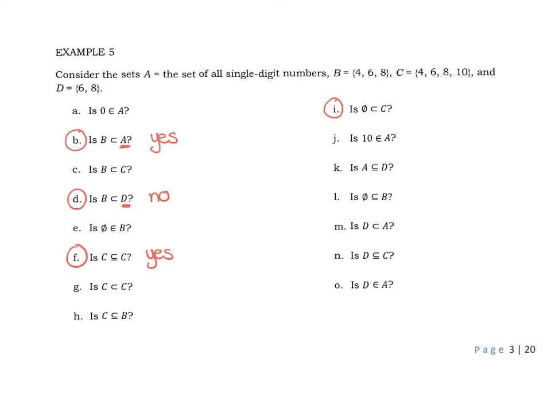And then moving on to I, is the empty set a proper subset of set C? So set C contains the numbers 4, 6, 8, and 10. Those are the numbers in the hat. Could I form the empty set using those numbers? Well, yeah, I can. I just choose not to pick any of those numbers. Okay, it's perfectly fine to say, I don't want any of those. So the empty set is always going to be a subset, or indeed a proper subset of any set.